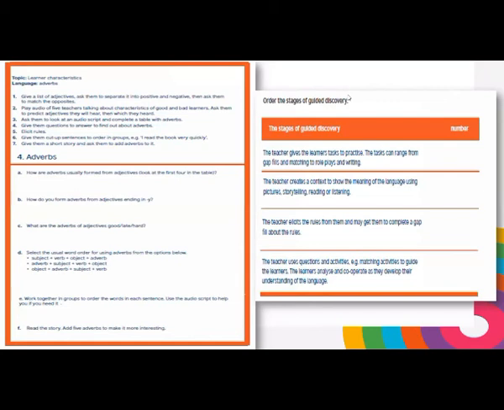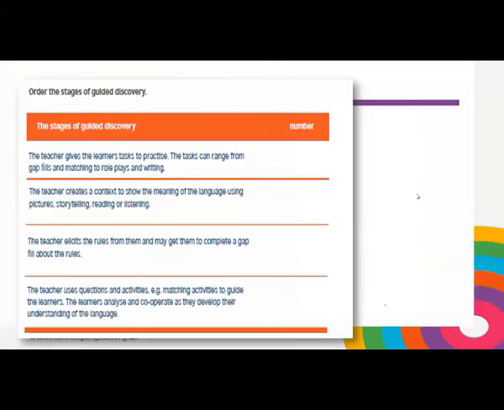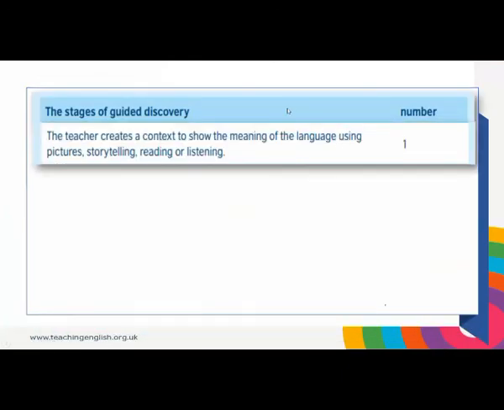Hey, my dears, have you finished? Okay, let's discuss together. So what is the first stage? The teacher creates a context to show the meaning of the language using pictures, storytelling, reading, or listening. Okay, thank you so much, Mr. Ahmed. Yes, that's right. That's the first stage. So what's the next stage?